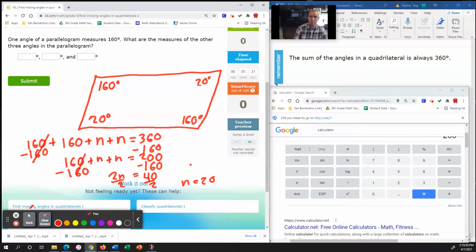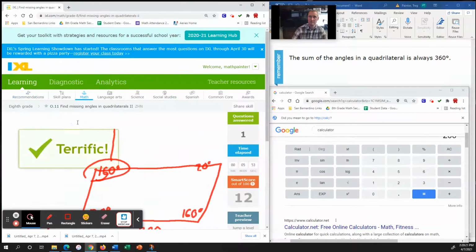All right. So we're going to go ahead and put our responses. I'm going to enter 160 as the other congruent angle, a 20, and a 20. Why did I put 160? Because they gave us this 160 already from here. So the ones they didn't give us were that 20, that 20, and that 160. Those are the three that we're going to put in. Let's go ahead and submit it and see how we did.